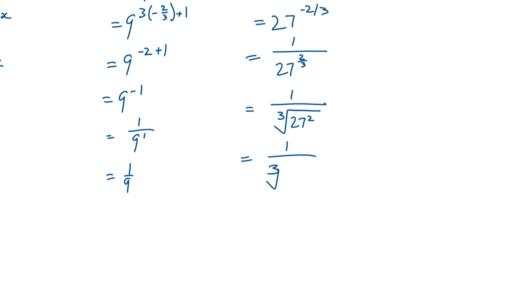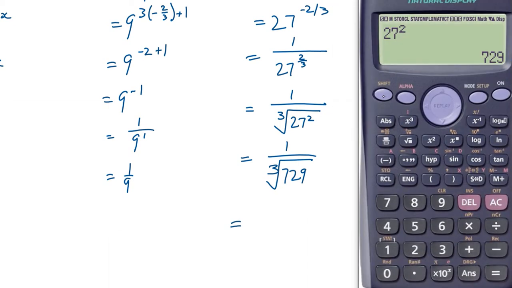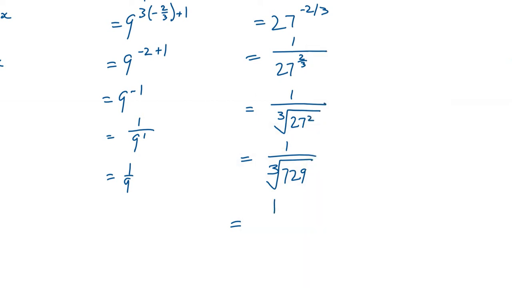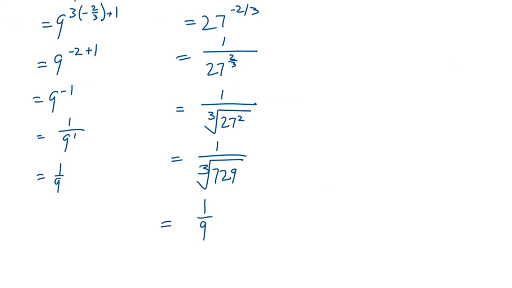Cube root of 729. And the cube root of 729 is going to be 9. So this is 1 over 9, which is what we expected, right? I could have written this as 1 over cube root of 27, all squared, right? The squared can go inside the root symbol or outside.